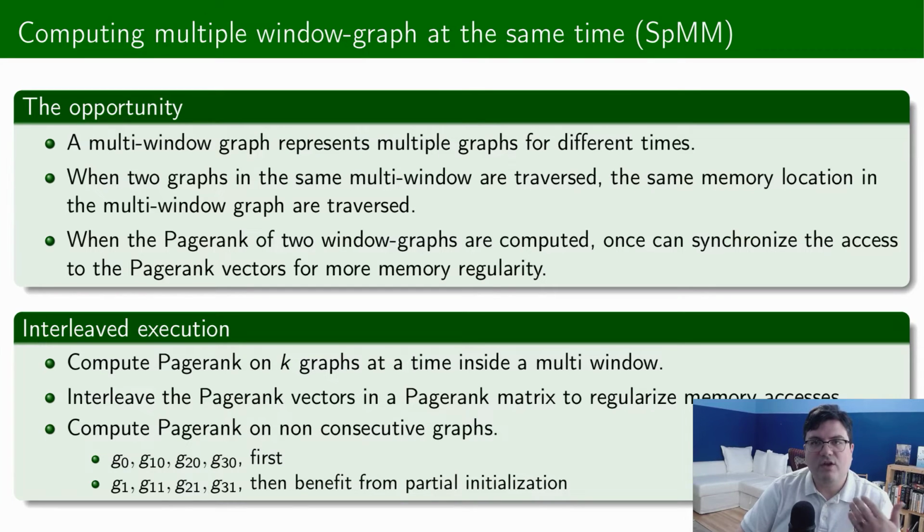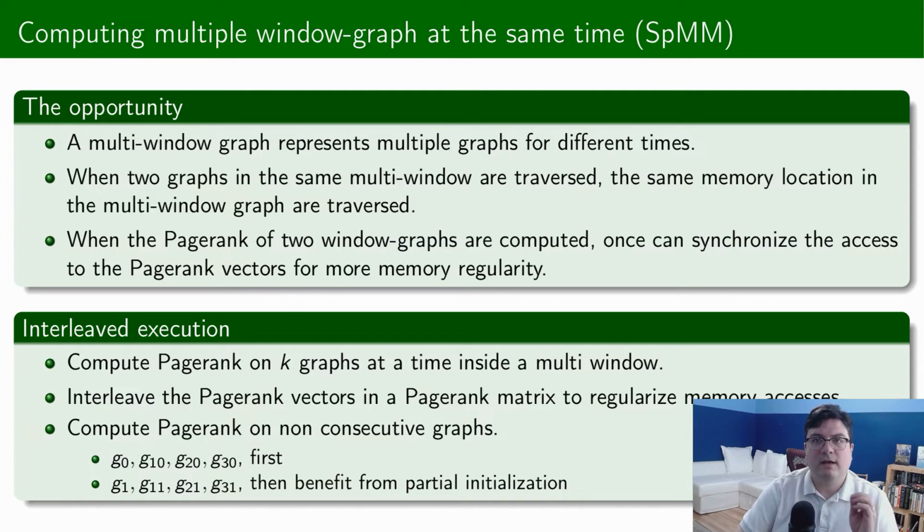We can also reduce the amount of data transfers. The key realization is that k window graphs within the same multi-window graph have the same representation in memory. Therefore, one can traverse the k window graphs at the same time. This is similar to a classic optimization in linear algebra, where instead of performing k matrix-vector multiplications, one can perform one matrix-matrix multiplication where the second matrix is composed of k columns. It saves memory transfers, and it benefits from a more regular access pattern in sparse cases.